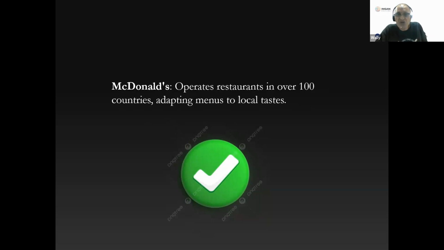McDonald's operates restaurants in over 100 countries, adapting menus to local tastes. In Malaysia, McDonald's has chicken rice, where they serve their fried chicken with rice. In Singapore, they only serve chicken pieces, fried chicken in a box, no rice. If you go to McDonald's in China, they serve you chicken with rice. In Singapore, they serve you only the chicken. So McDonald's operates restaurants in over 100 countries, and they adapt to the local food taste when they go into each and every country.